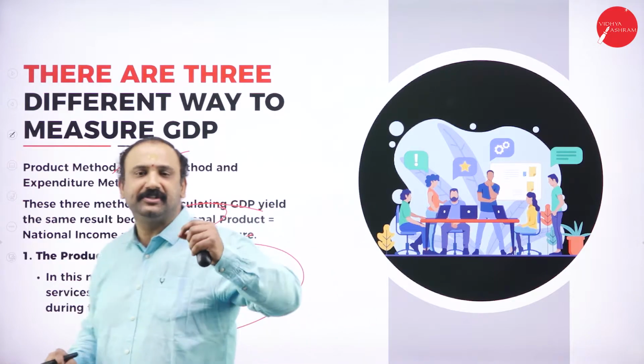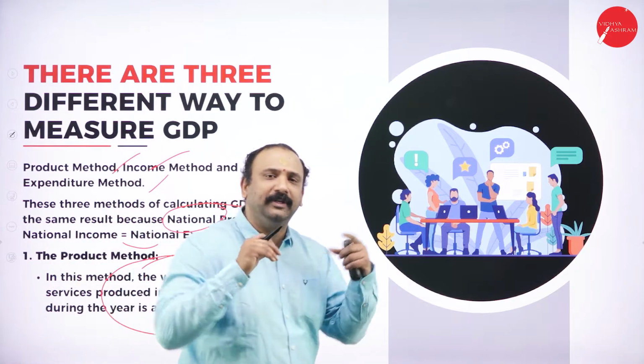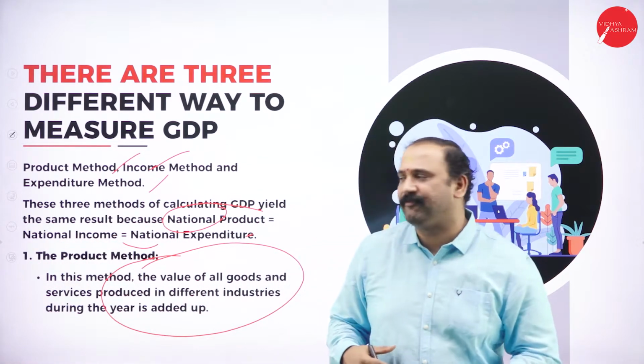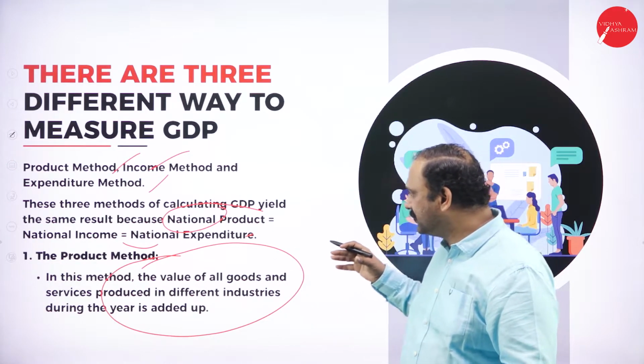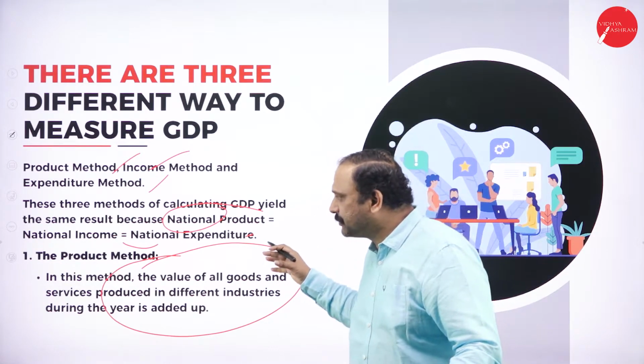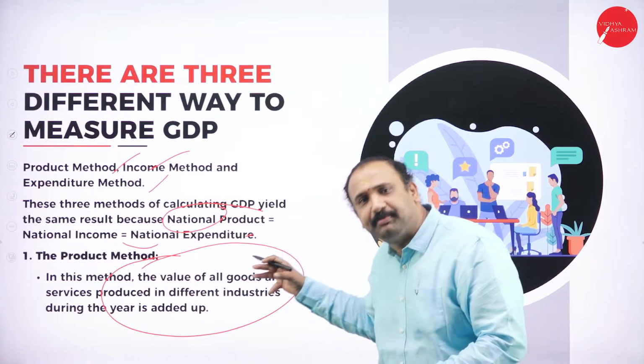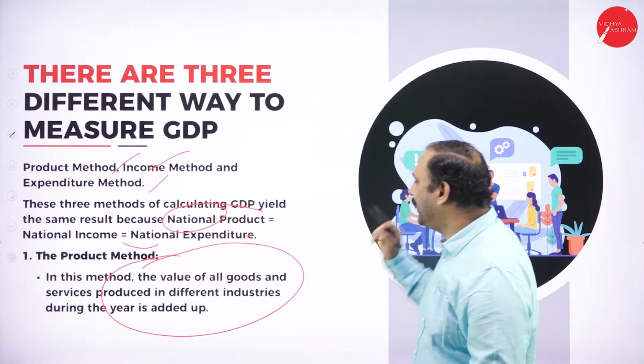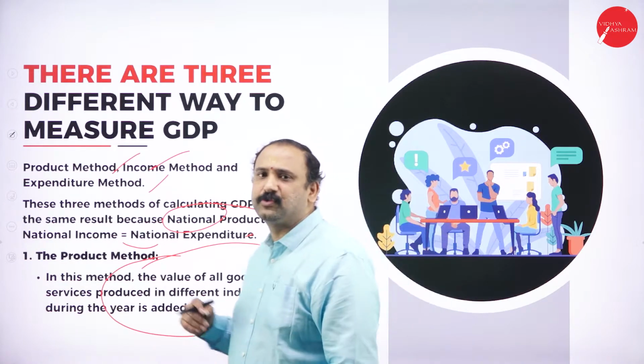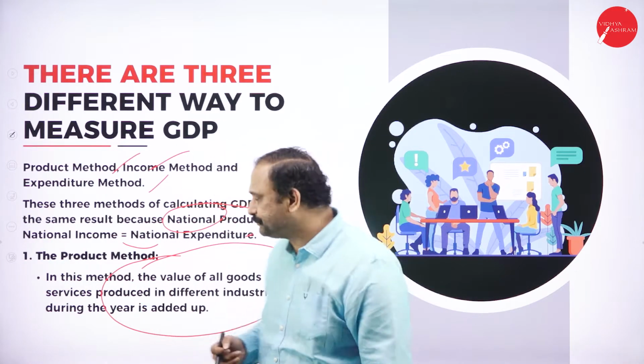We need to understand, we need to go through it, and we need to analyze the entire factor. So I'm definitely going to go with this factor saying that national product is equal to the national income, which is equal to the national expenditure altogether. So very, very important for all of us to understand and take it forward.